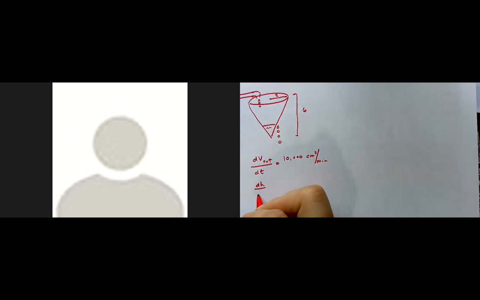So they're giving me dh/dt, and that is 20 centimeters per minute. If the water level is rising at a rate of 20 centimeters per minute, when the height of the water is 2 meters, that's where I'm stopping it. Find the rate at which water is being pumped into the tank.